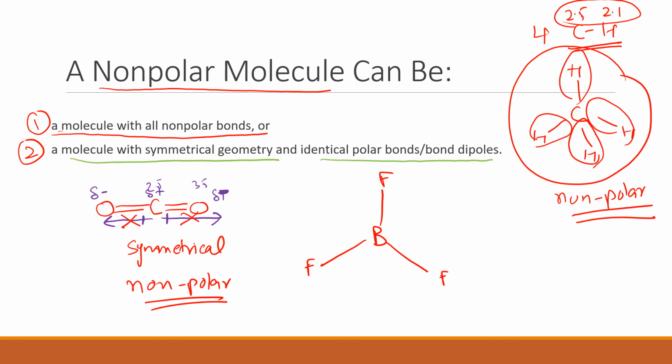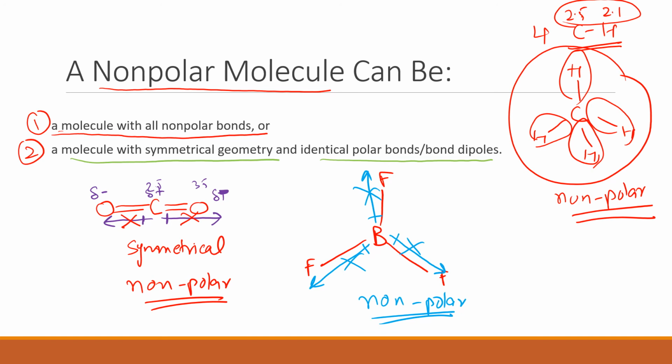So in this case also, this molecule does have three polar bonds. The BF bond is a polar bond. So it has three dipoles, but because the molecule is symmetrical, these three dipoles cancel each other out, so this molecule will become non-polar. So remember, if all bonds are non-polar, then of course the molecule will be non-polar.